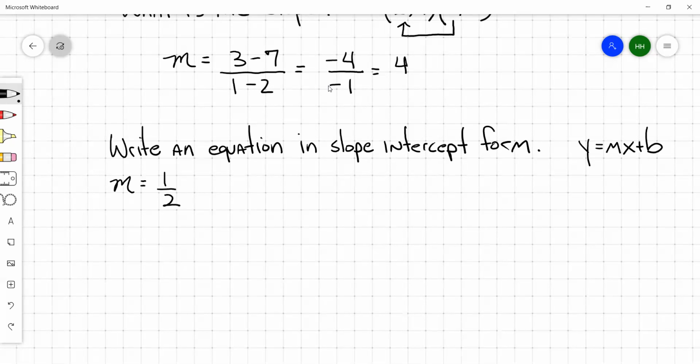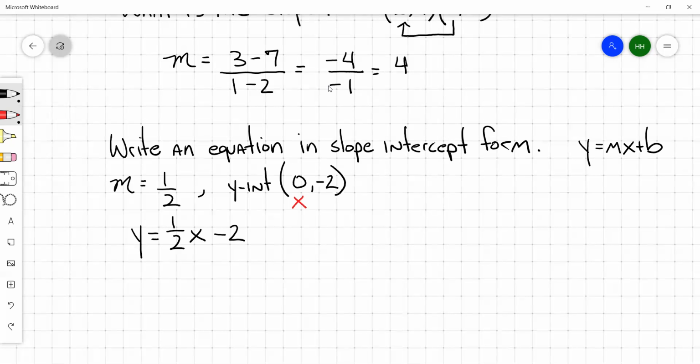and they give you a point. They tell you the y-intercept is at 0, negative 2. So your equation of this line is that y is equal to 1/2 x minus 2. If this y-intercept, if this x value right here is 0, then whatever this is goes right here. Just make sure that that x is 0.